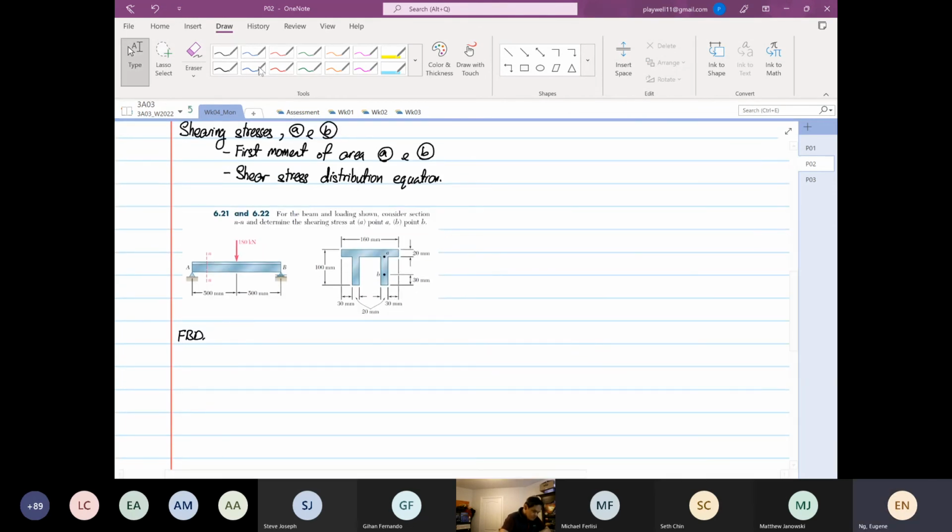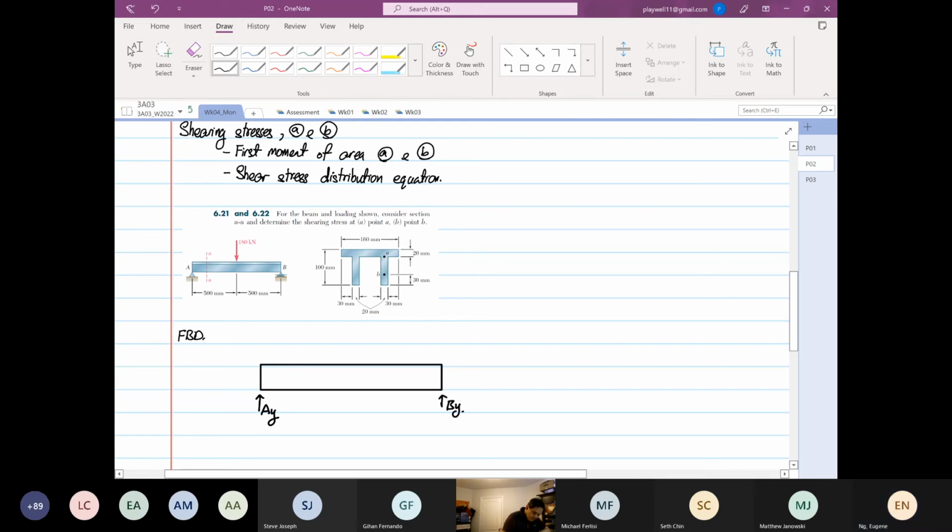So we know that we have a simply supported beam, and we know that we have an AY, we're aware that we have a BY, and then we have a load exactly applied on the center, and the load is 180. It's so small that I cannot see. Yep, 180.